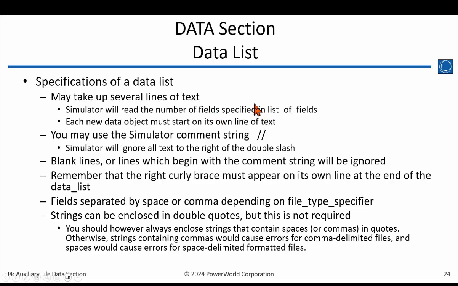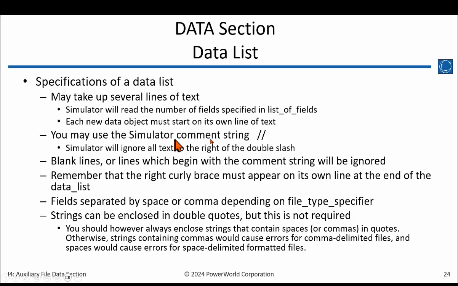So if there's 10 fields, the first 10 pieces of data are going to belong to the first object in those 10 fields, and whether or not those 10 pieces of data exist on one line or multiple lines doesn't matter so much. It can span multiple lines, but each time you start with a new data object, that must be on its own line. So a single object can span multiple lines, but each new one must start on its own line.